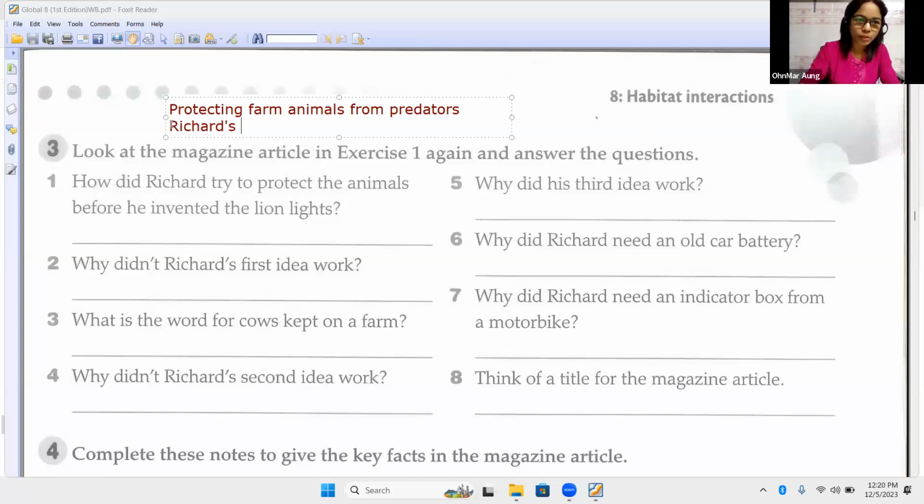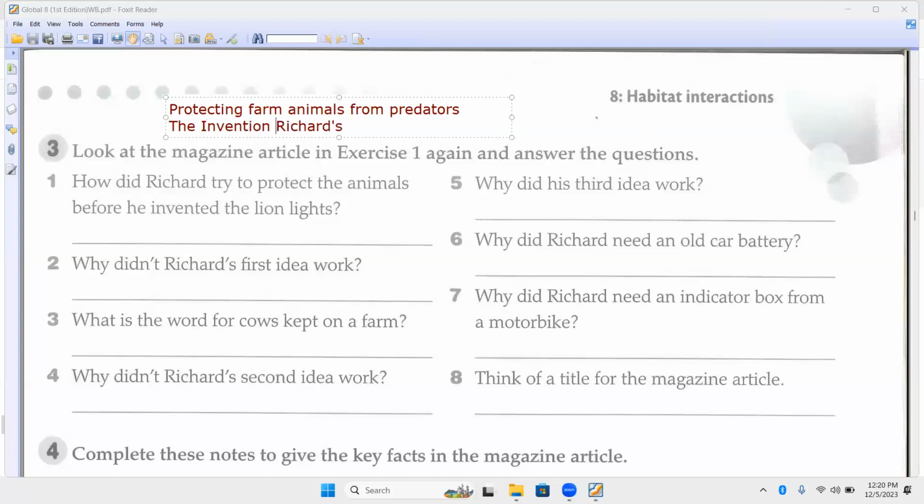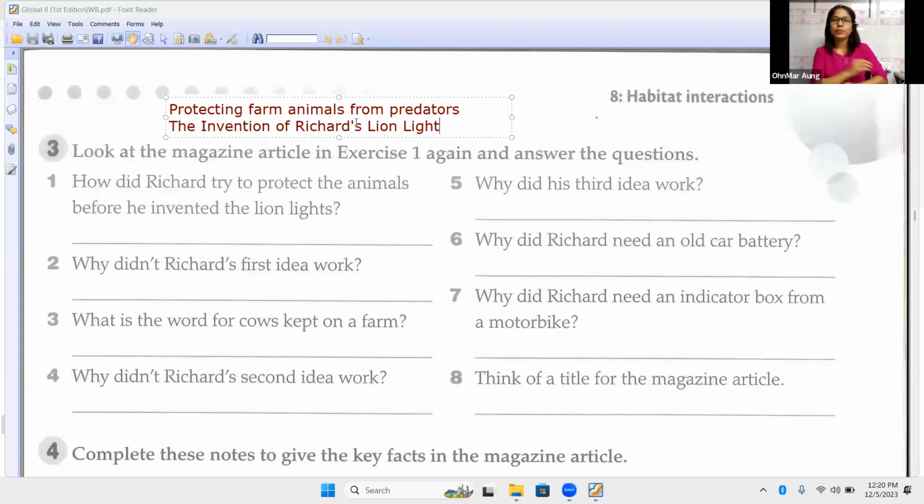You can put. You mean like that? Yeah. Yes, they are possible. And the second one is more suitable in my point of view. But the first one is also okay. And the whole one is about lion light. So in the topic, if you put lion light, it is better. The invention of Richard's lion light. Or you can put as to lion lights. Yeah, they are possible top titles for the magazine article.